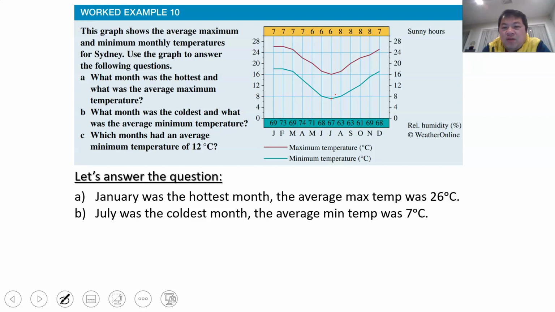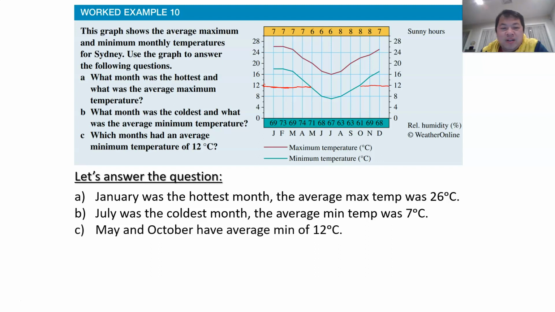They say, which month had an average minimum temperature of 12 degrees? Let's look at it. 12 degrees is here. Seems like this is one of them. Cut across, and this is another one, isn't it? So the two months are May and October. That's right. So that's how you interpret graphs. You have to read them carefully before you answer them.